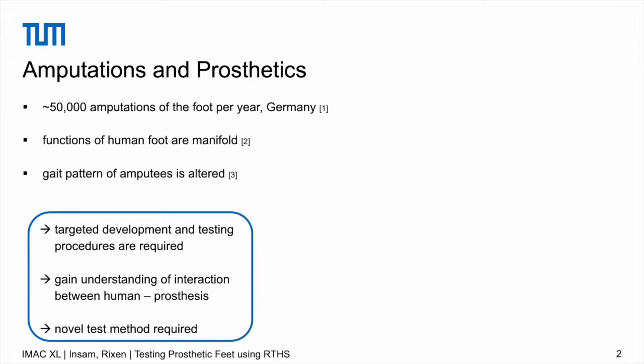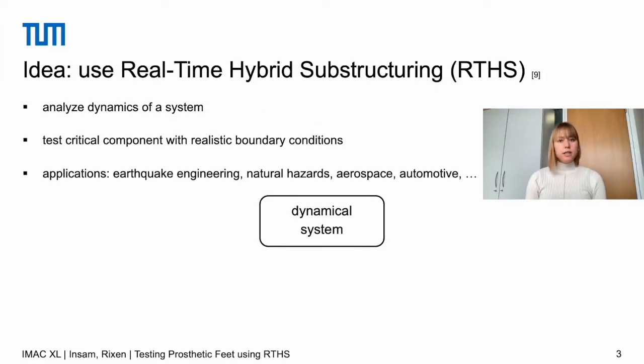This means that the prosthesis developers have to understand how a human adapts their gait pattern depending on the properties of the prosthetic foot. Our idea to investigate this dynamic interplay is to use real-time hybrid substructuring.